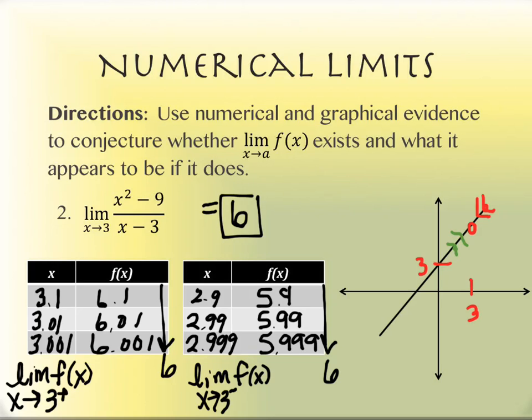Because they both approached the same value. Again, you don't actually have to get there. That's one of the things that you don't have to do in order to have a limit. It would be 6, and the limit would be your 6 line.